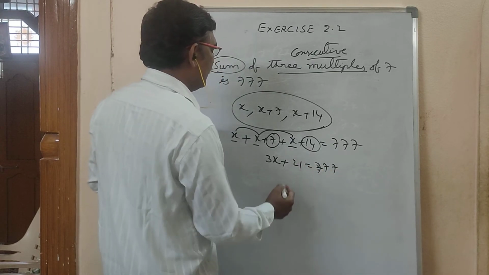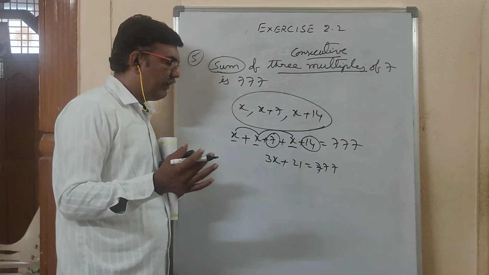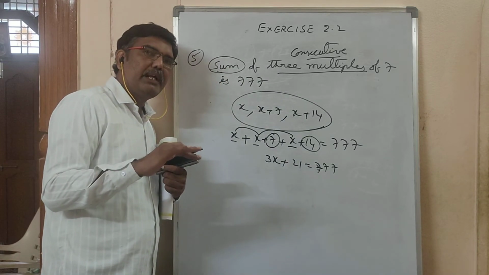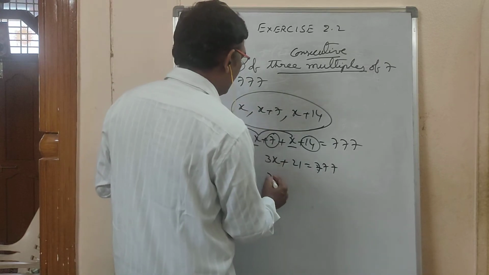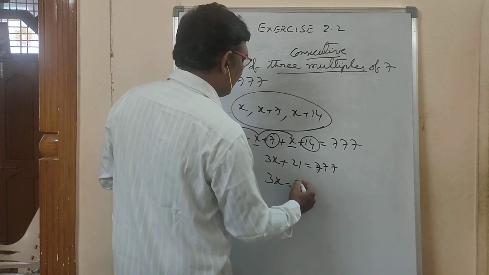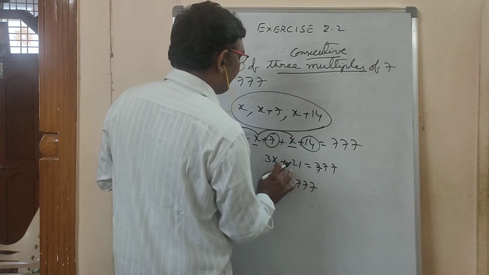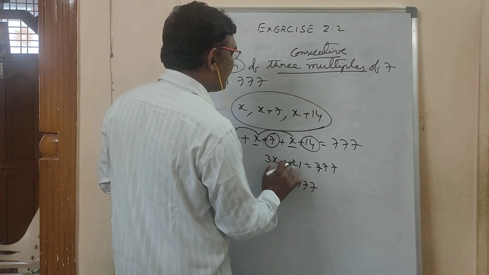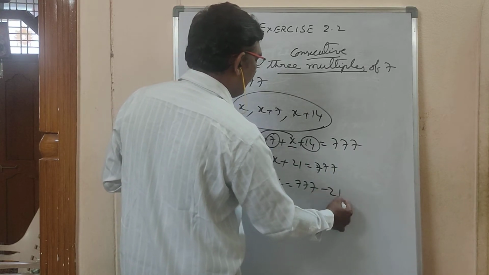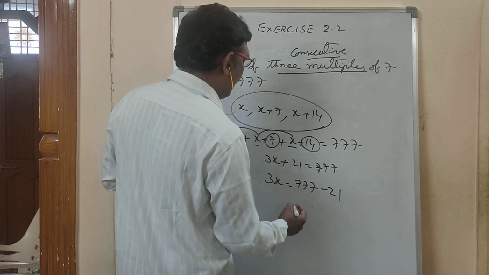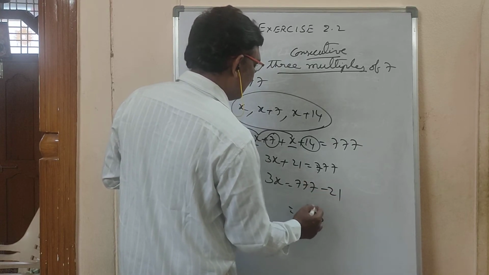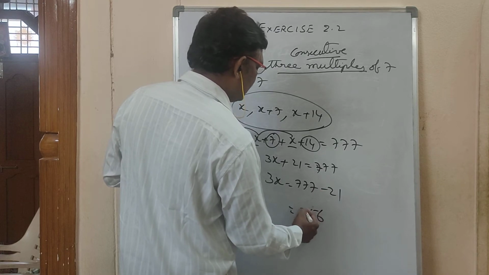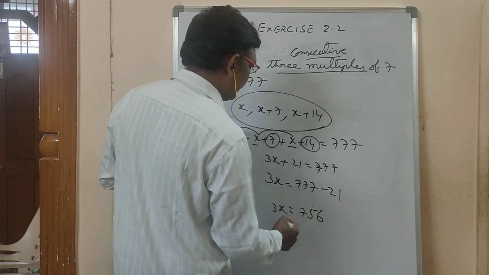777. So now what I said to you, you have to bring variables to one side, constant to one side. 3x is variable, will be here only. 777 is constant, plus 21 is transposing to right hand side, minus 21. Subtraction, how you have to do? In units place 7 is there. 7 minus 1 is 6. 7 minus 2 is 5. 7. Here 3x is equal to.